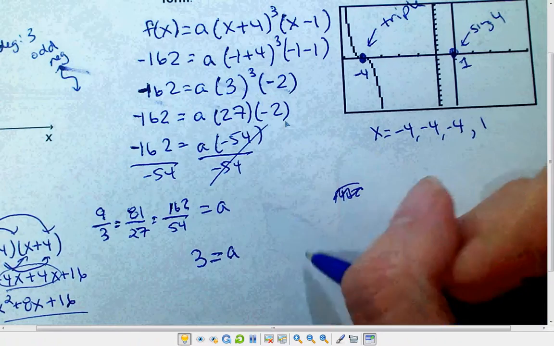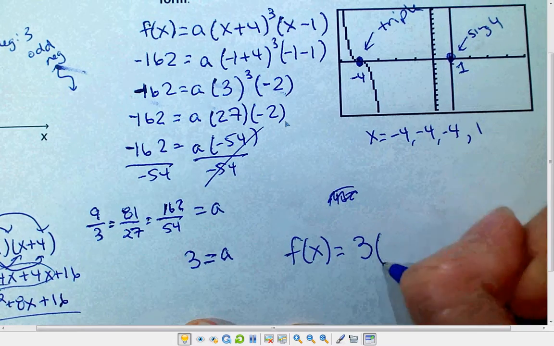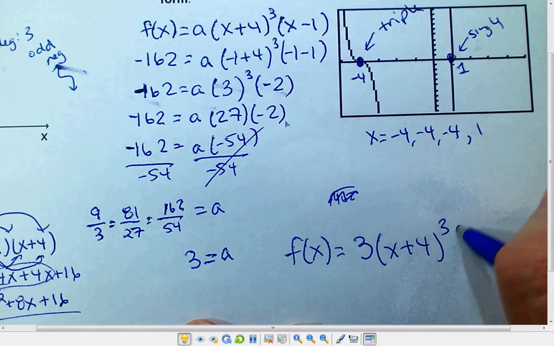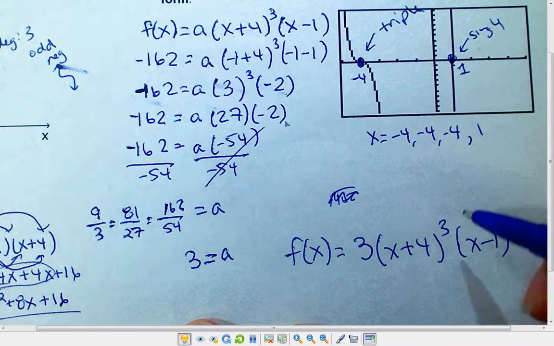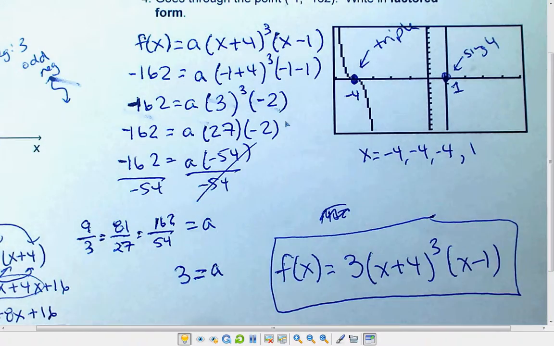And for my final answer, I'm just going to take that a and plug it back into my original function. So I have 3 (x plus 4) cubed (x minus 1). And again, because it's factored form, that's all I need to do. That's my final answer.